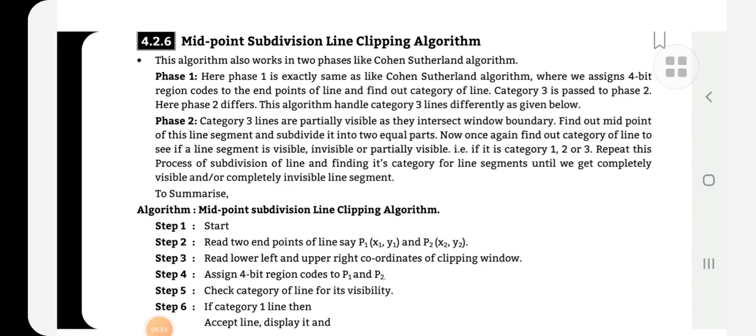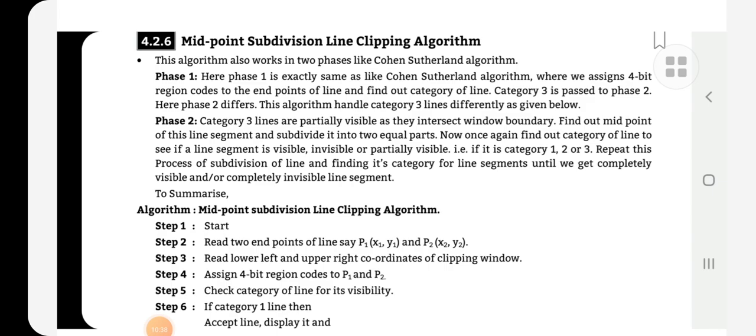So phase 2: the category 3 lines are partially visible as they intersect the window boundary. Find the midpoint of this line segment and subdivide it into two equal parts. Now once again find the category of the line to see if a line segment is visible or partially visible, that is, whether it is category 1, 2 or 3. Repeat this process of subdividing the line and finding its category for line segments until we get completely visible or completely invisible line segments.